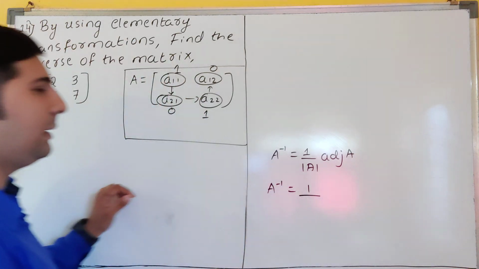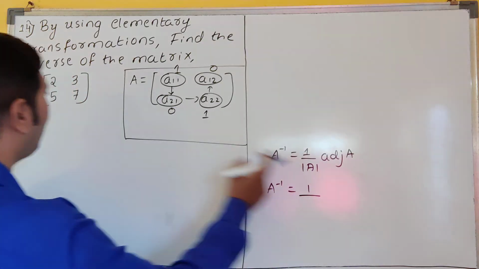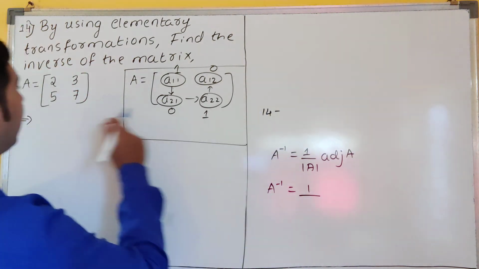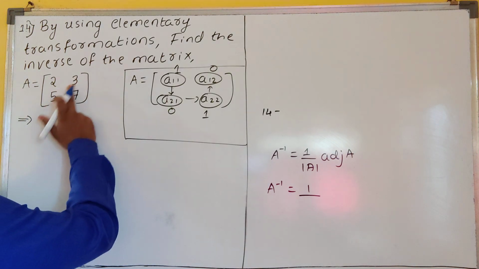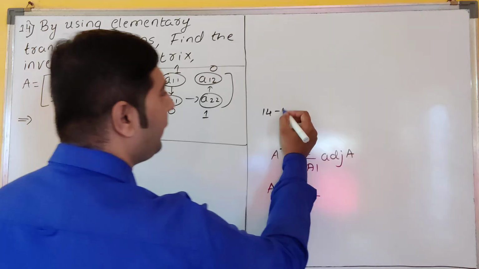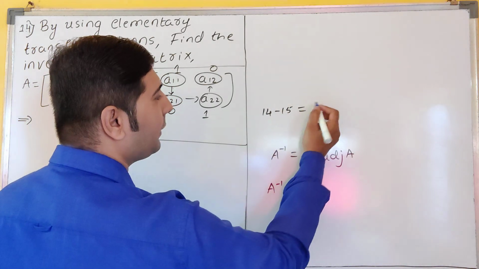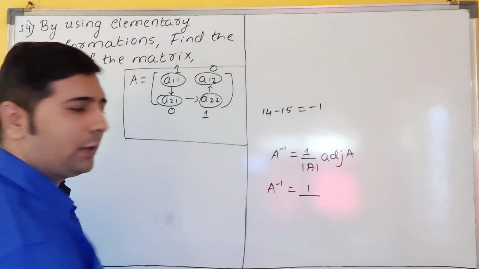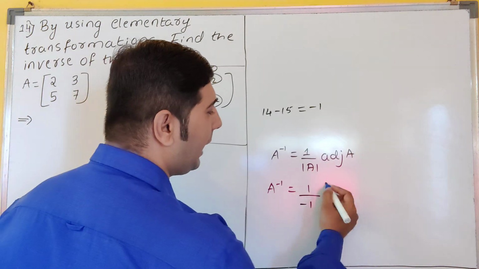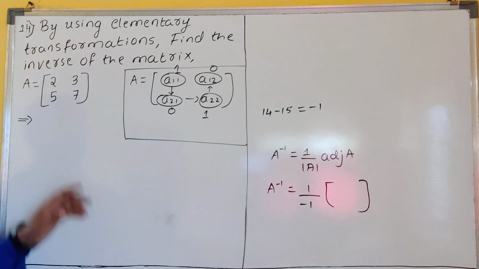1 by determinant A. Determinant A how to find means 2 7s are how much? 14 minus. If you are multiplying now 5 and 3, before that you have to write minus. 5 3s are how much? 15. How much you got? 14 minus 15 minus 1. So I can write it as minus 1 here. Clear? So minus 1 I got, and adjoint of A in the last class also we have discussed.